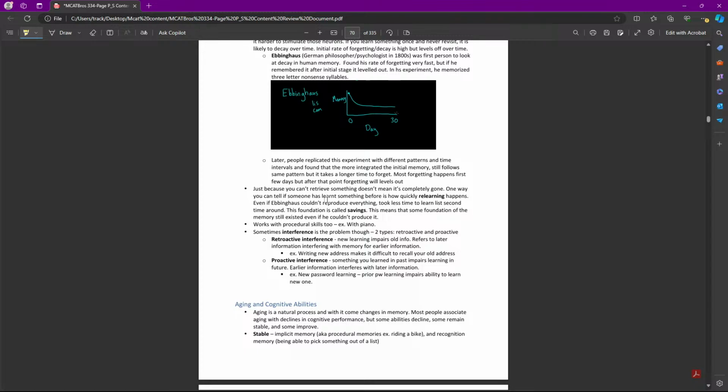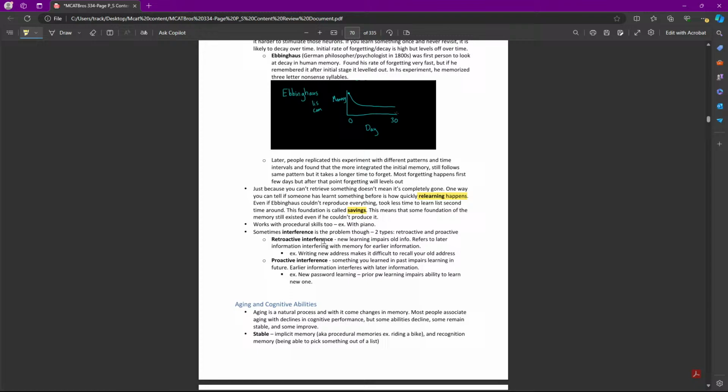Just because you can't retrieve something doesn't mean it's completely gone. One way you can tell if someone has learned something before is called relearning. So even if I couldn't reproduce everything, it took less time to learn the second time around. This is called savings. Savings is when you can't reproduce everything that you've done previously, but you relearn it faster. It works with procedural skills too, such as a piano.